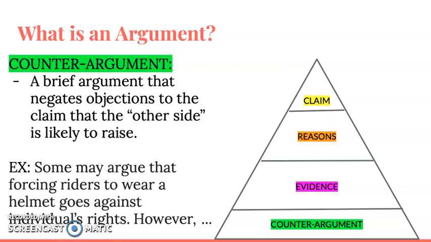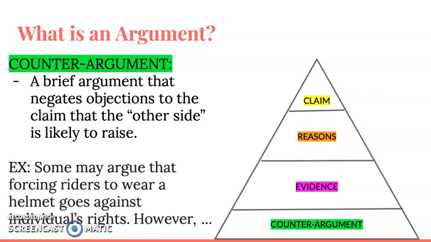And then finally, at the bottom here, we have our counter-argument. And so our counter-argument, it's just a part of the pyramid. It is, I would say, essential for a really good argument. It is a brief argument that negates objections to the claim that the other side is likely to raise. So what this means is that if I am arguing for motorcycle helmets, I could be mentioning the counter argument that somebody else believes that motorcycle helmets should not be required because of some reason, and then it's my job to prove them wrong.